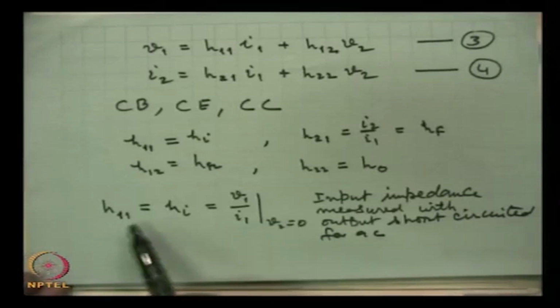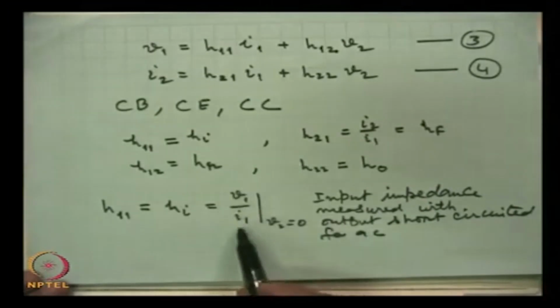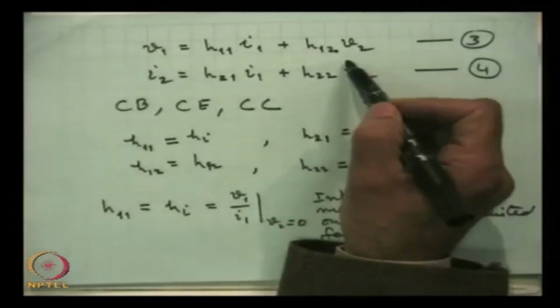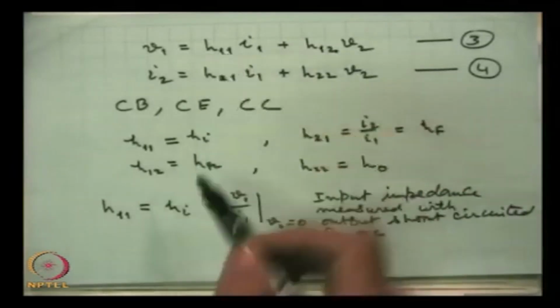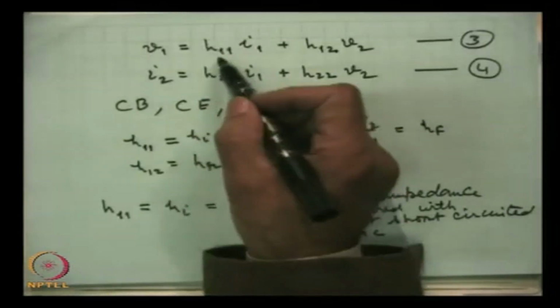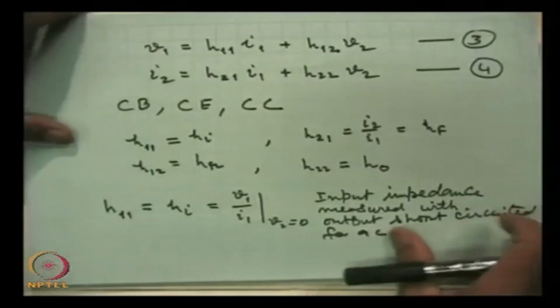Remember these are very important. If this is not 0, then we can't define this input impedance by this ratio. That also implies that if we change the terminal conditions, then this ratio will also change. So that is not the motto. The motto is to find the value of H11, and this is defined under the condition V2 is 0. Similarly, we define other parameters.